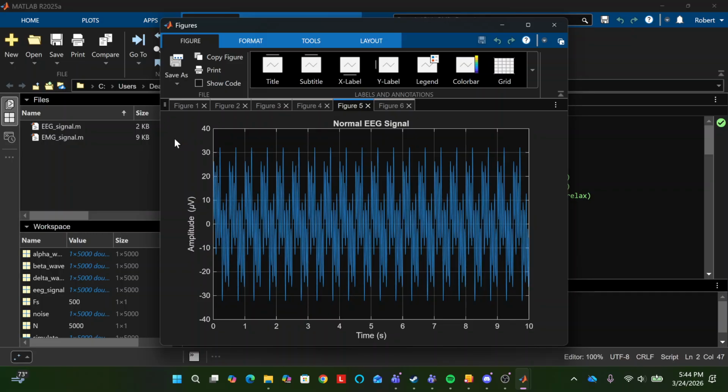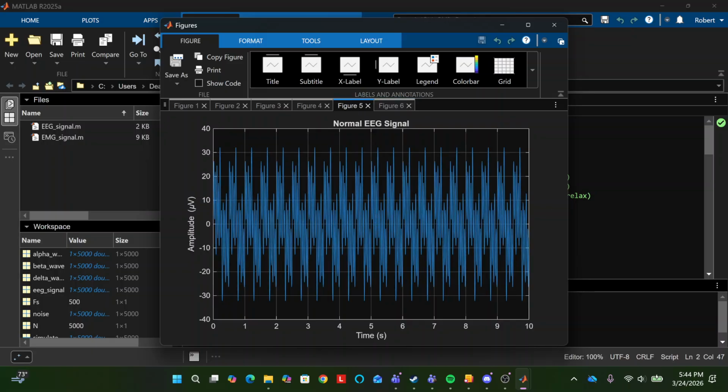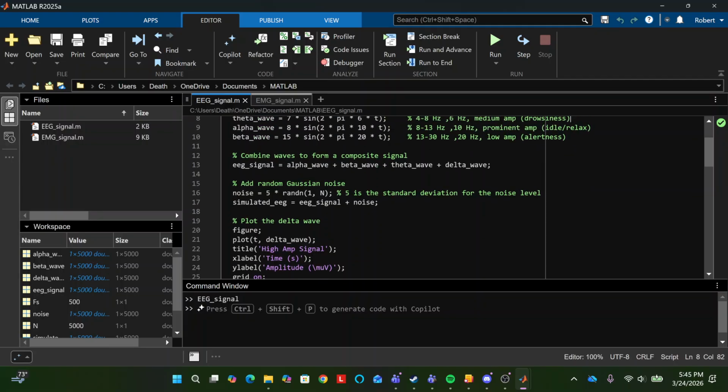Then what we have is our normal EEG signal, and then we have a simulated normal EEG signal. The normal EEG signal is literally going to be, we're going to take all of these EEG signals together and combine them. And then we're going to add this Gaussian noise, which is basically a standard noise level.